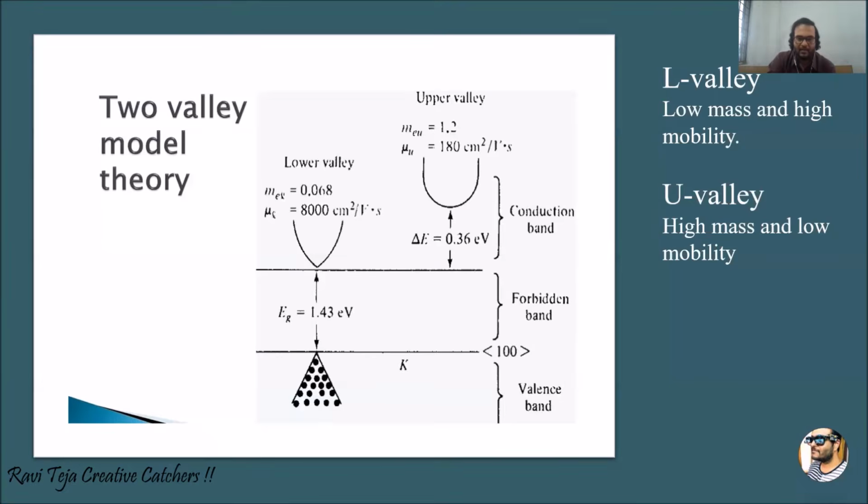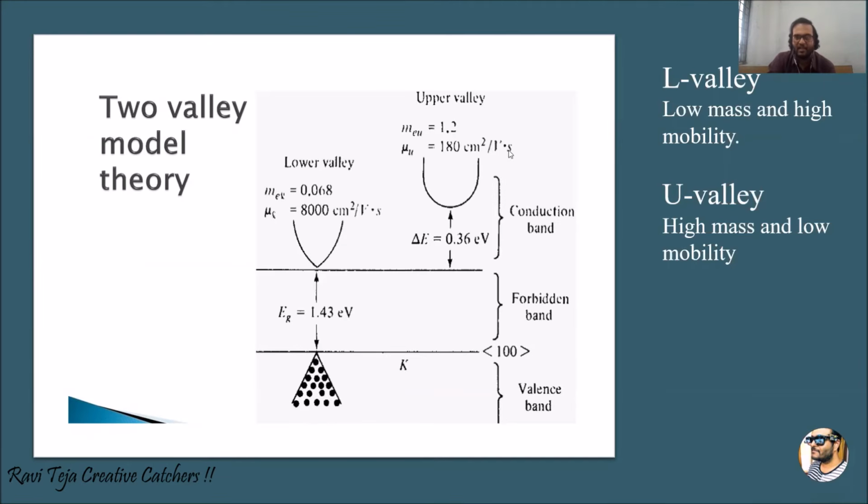Okay, and you can clearly see here this valence band initially contains the electrons at the starting stage, and the conduction band has been subdivided into two valleys. One is the L valley, which is called the lower valley, and the other one is the upper valley, which is also called the U valley.